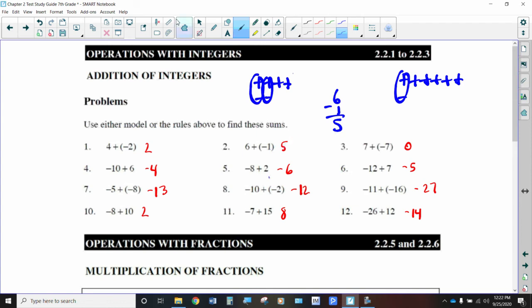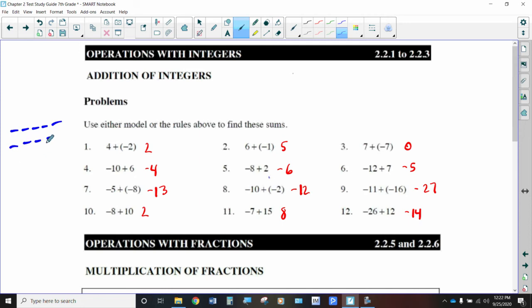Okay? If you've got a situation where you're adding two numbers that have the same sign, -5 plus -8, 1, 2, 3, 4, 5, there's -5, 1, 2, 3, 4, 5, 6, 7, 8. There are no 0 pairs because you're only adding together numbers with the same sign. So you're going to add the numbers and you're going to keep the sign. So you have a total of 13 negatives there. Here you'd have a total of 12 negatives. Here you'd have a total of 27 negatives. So when the signs are the same, you add the number and you keep the sign.